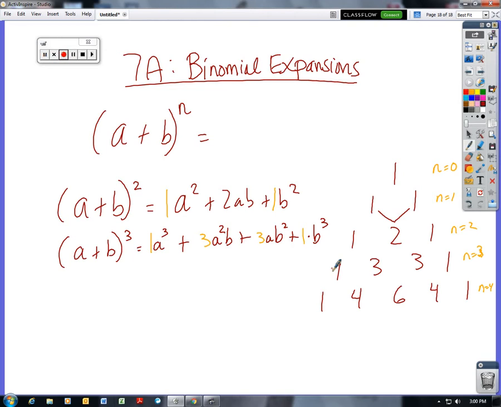Some things to notice, and the book summarizes these, and I will too. How many terms are there? When n is 2, there were 3 terms. When n was 3, there's 4 terms. So there's n plus 1 terms in the expansion. The a's descend in power as you go across, and the b's increase in power as you move across. I'm not going to write all that down, but you can see that pattern there. Of course, the coefficients come from Pascal's triangle, so that's another thing.